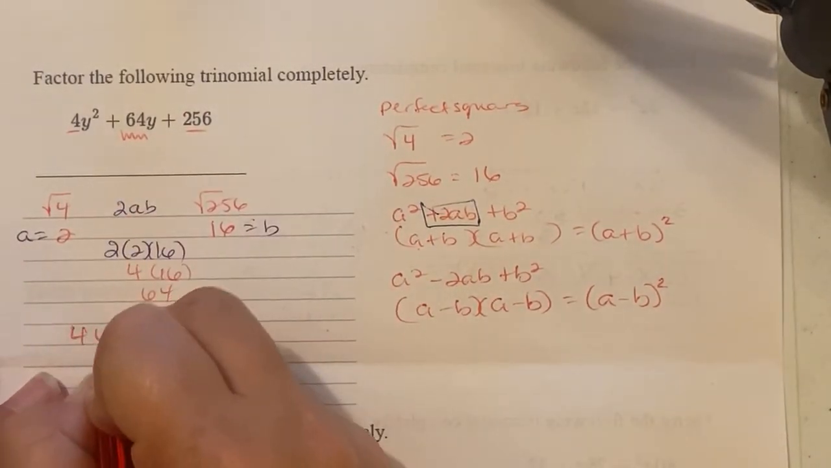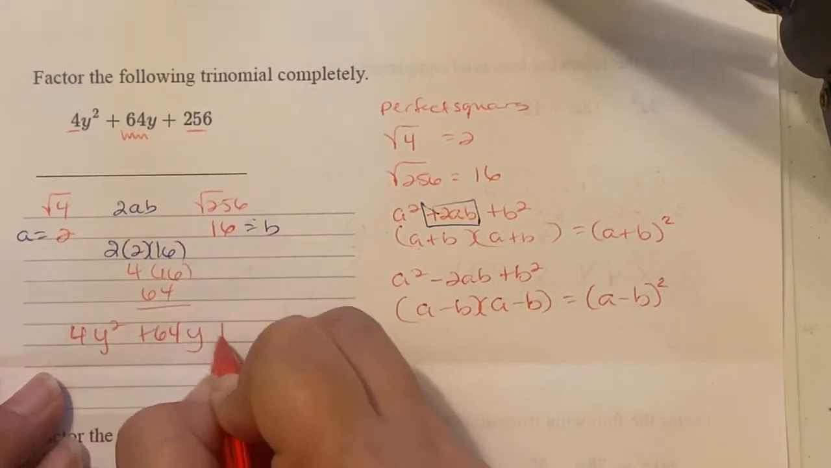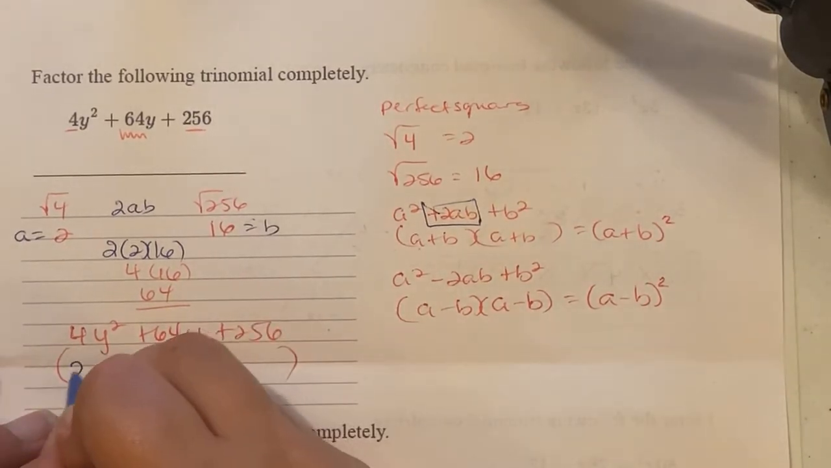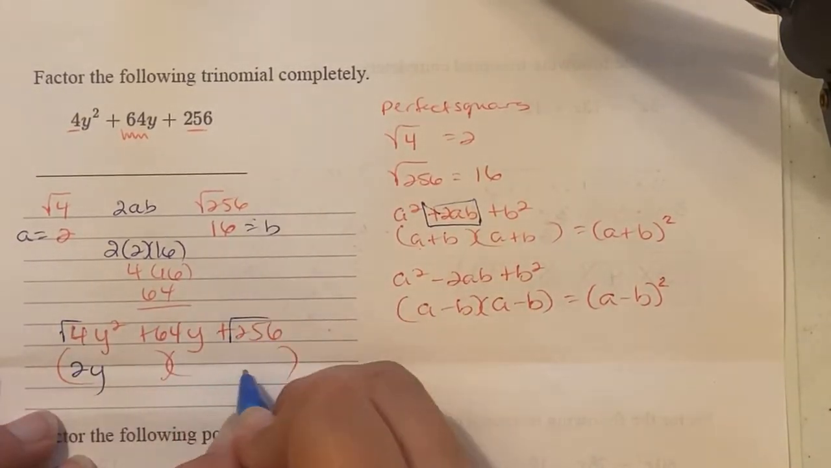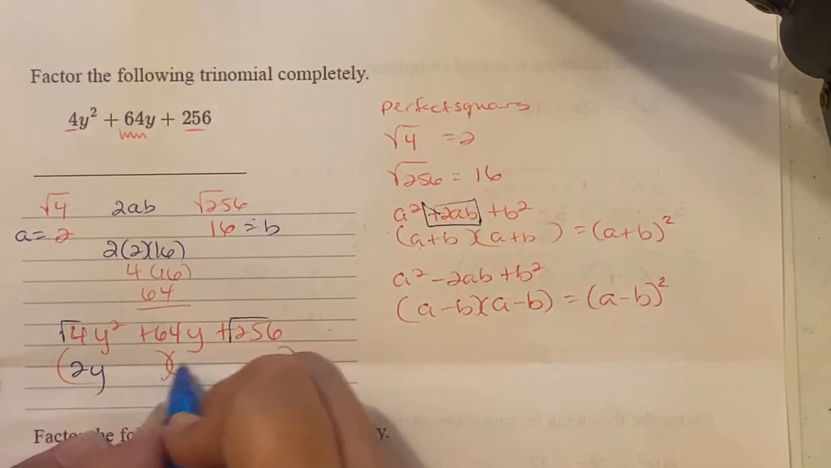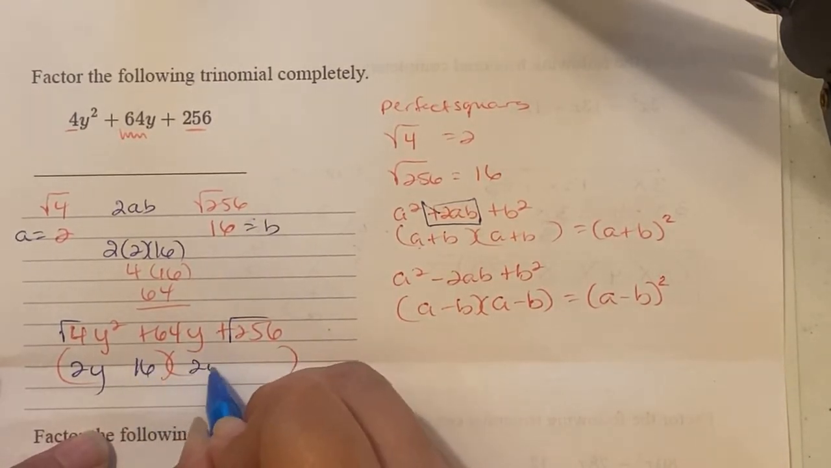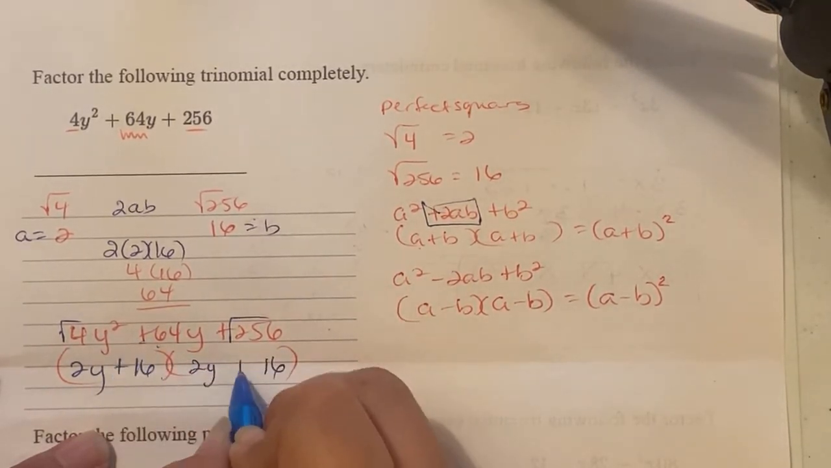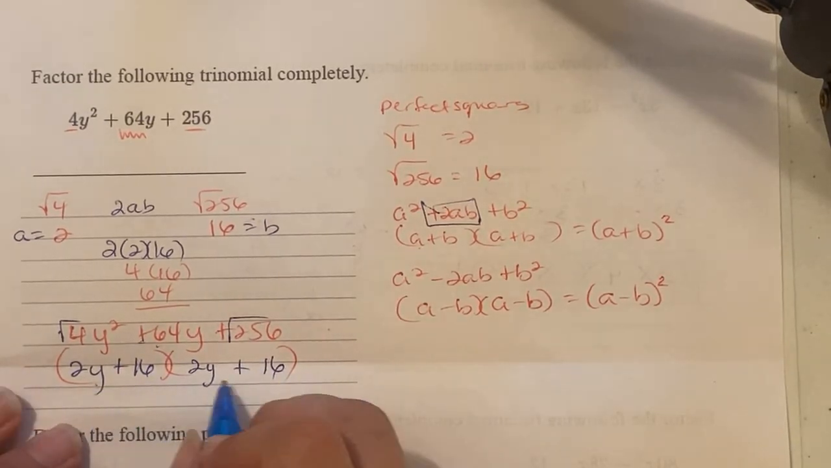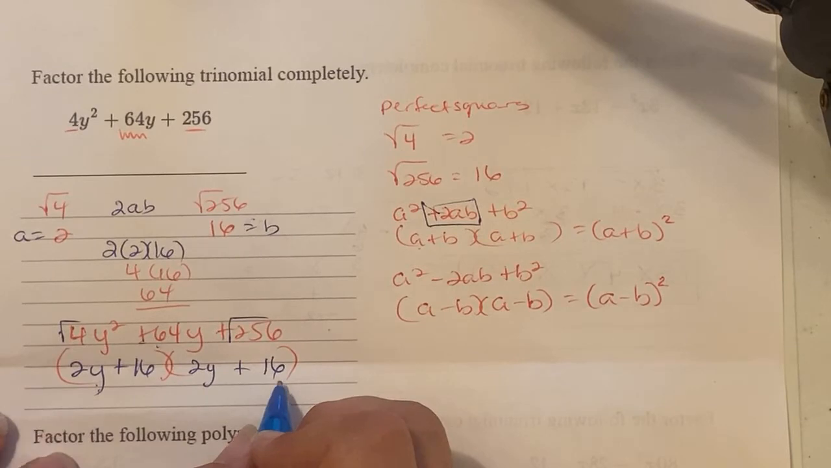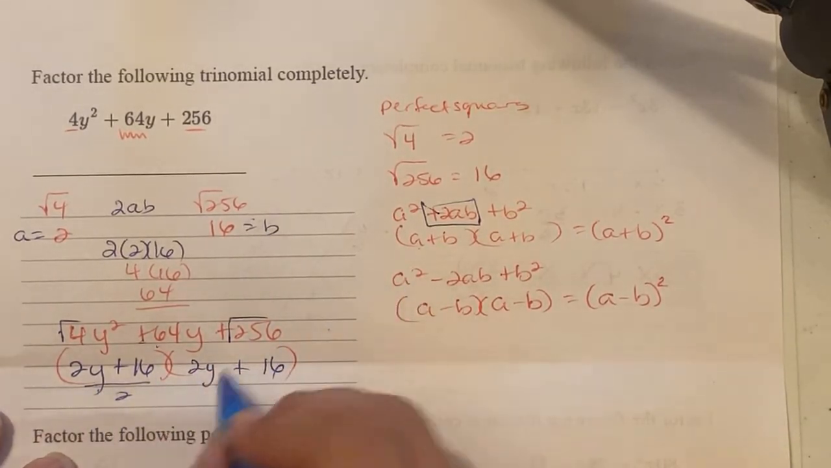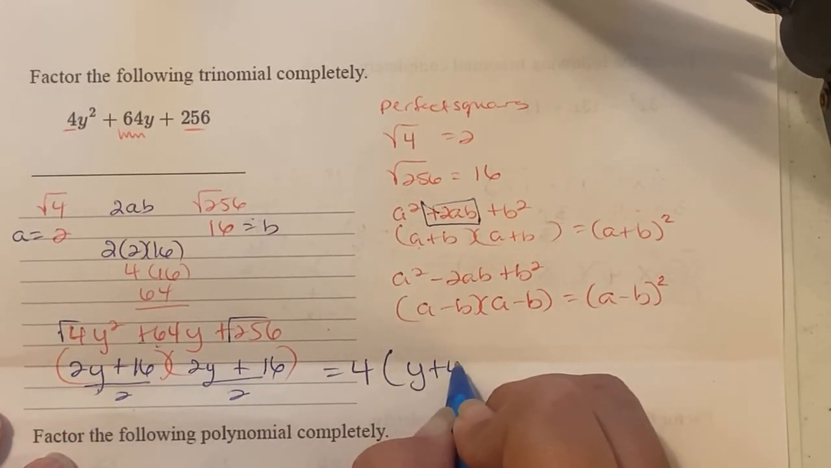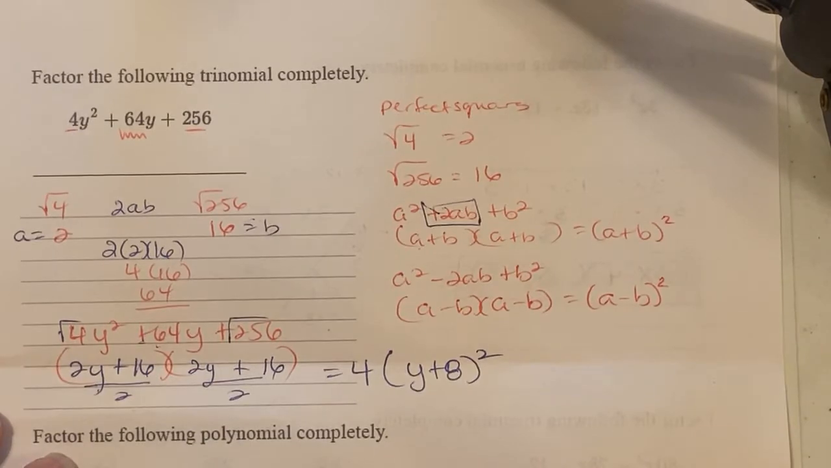So when you see 4y squared plus 64y plus 256, you can just go ahead and draw two bubbles. Put the square root values of both of these at the beginning and end. Plus sign in the middle, I'm putting a plus in the middle. So now here's the thing, 2y plus 16, even numbers. I'm going to factor out a 2. 2 times 2 means it's a 4 on the outside, and you're left with y plus 8 squared on the inside.